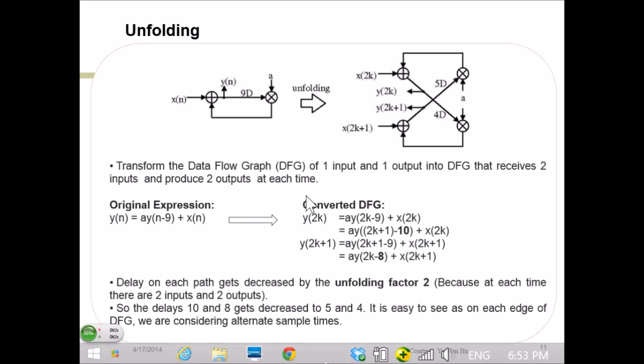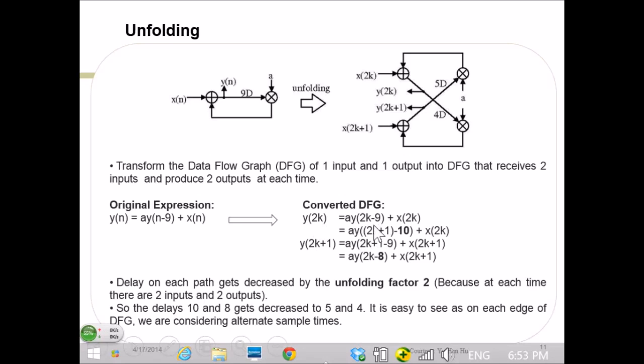And then unfolding is another one. Unfolding is nothing but the opposite of folding. In this example you have an IIR filter here. Here I can compute only one output sample per clock, but now I am asked to compute two output samples per clock. So I'm using this equation. Remember the previous one, I said if I want 3 samples, I start with 3k, 3k plus 1 and so on. Here I want 2 samples, so I started with 2k and 2k plus 1.